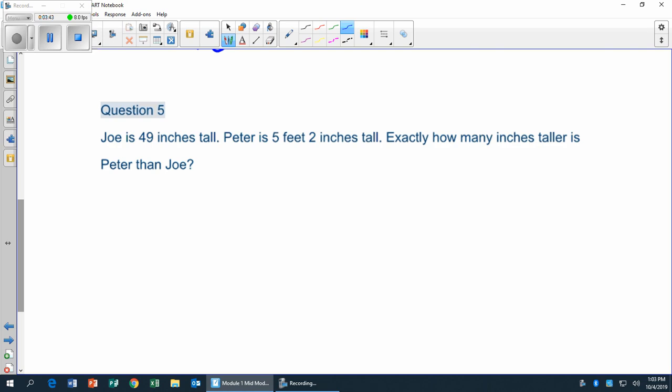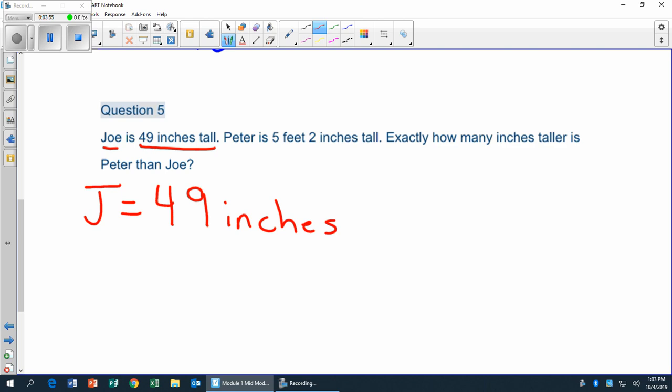Question 5, we have Joe. He is 49 inches tall. So just like in class, we're going to write the J, and we're going to say he's 49 inches, so we pull out our information. And then Peter is 5 feet 2 inches tall. So we're going to pull out that information.